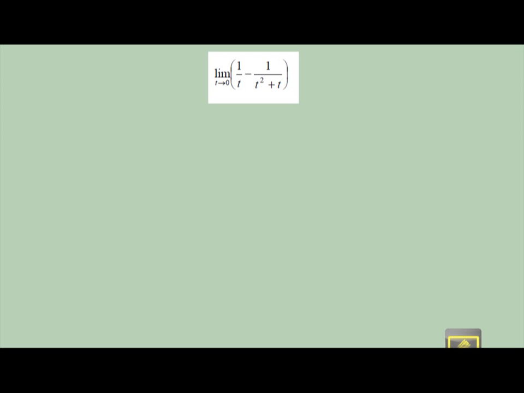Here is another example on finding the limit of a function. In this example, we want to find the limit as t approaches 0 of the function 1 over t minus 1 over t squared plus t. Whenever we get the limit, our first option is the substitution method.